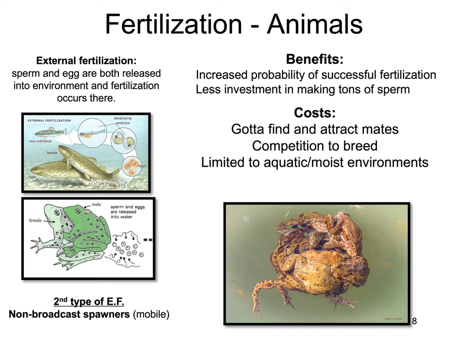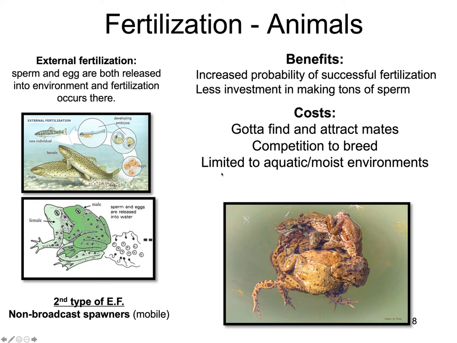Now, the costs of this, in turn, are that you have to find and attract mates. So you've got to find them in the first place, then you've got to convince them that they want to breed with you. Oftentimes, there's a lot of competition to breed because the males and the females need to be in close proximity with each other. There's also a lot of fighting to be able to breed, and so that's called competition. And you can see that here in this mating ball where you've got one female in the middle and a bunch of males all sort of fighting for the opportunity to fertilize her eggs.